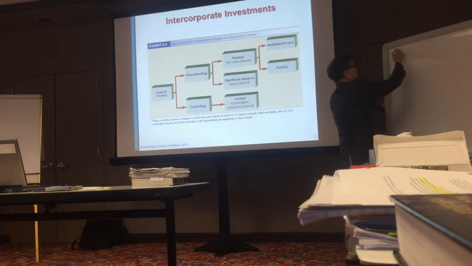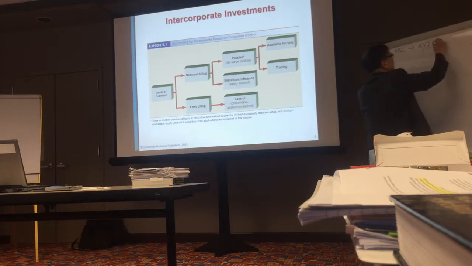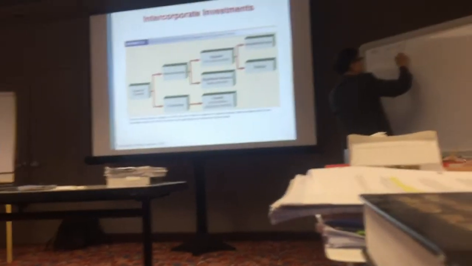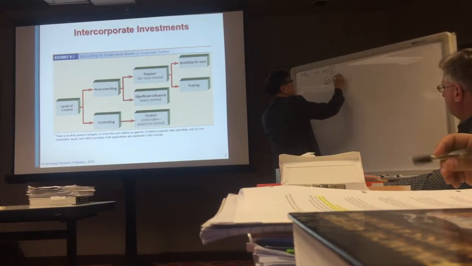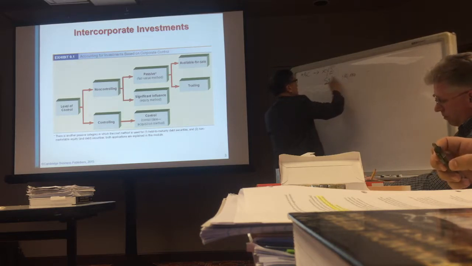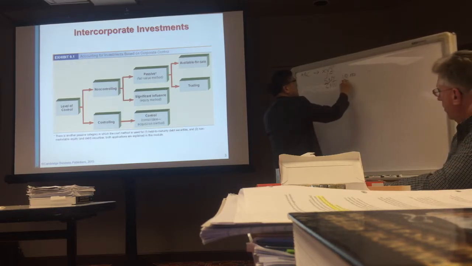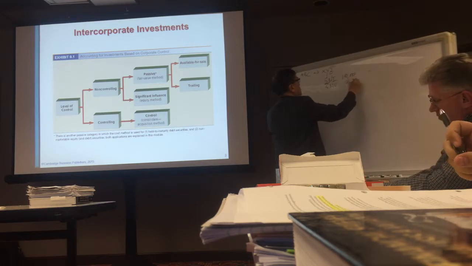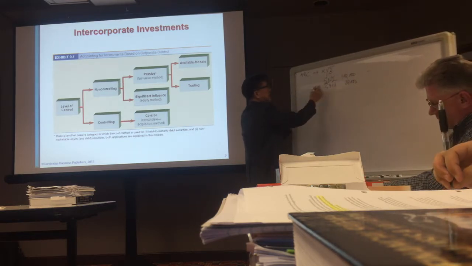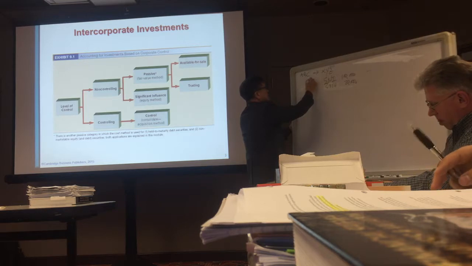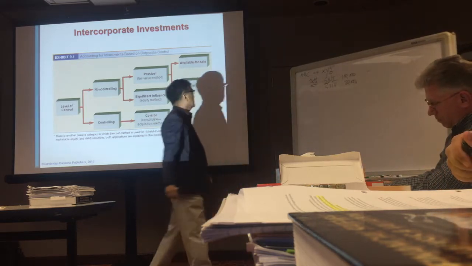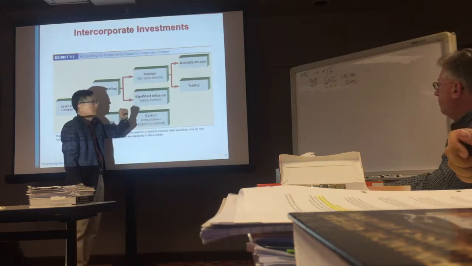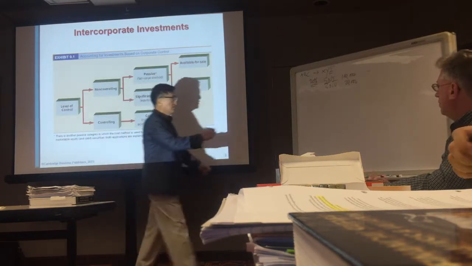Let's assume ABC invests in XYZ, and XYZ's net income, the subsidiary's net income, is 100,000. The subsidiary's dividend for the current period is 20,000. So in this case, you own, let's say, 20%. So for the fair value method and the cost method, first the cost method.